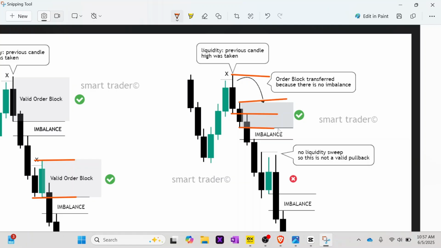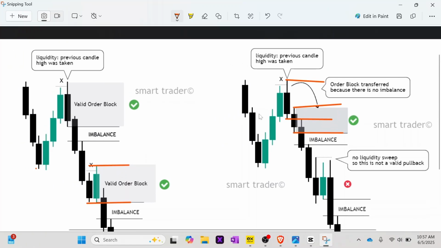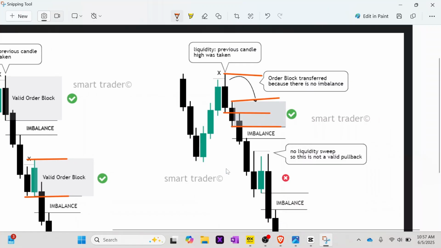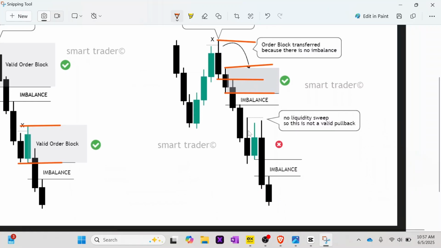This one becomes our new order block, and as you can see, it has a valid imbalance down below, so we can definitely use this one as our order block, but the order flow remains the same. Okay, so this is just another example to show you what to do in case you don't have an imbalance. Okay, so this is another example, and we have another configuration down here.